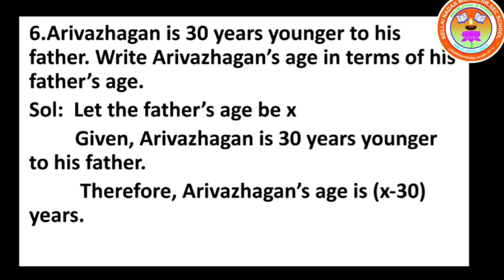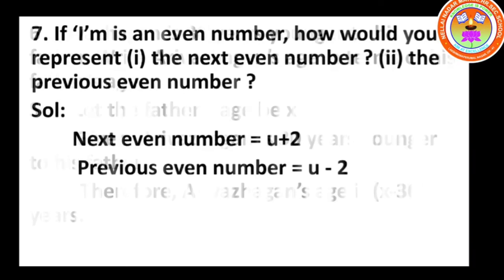We don't know the father's age, is it or not? So we are going to take, let the father's age be X. And given in the question, Arivalagan is 30 years younger than his father. So therefore you can write Arivalagan's age is X minus 30. Younger means less only, no? So Arivalagan's age is X minus 30 years, because we have taken the father's age as X. Understood, children? Now let us move on to problem number 7.